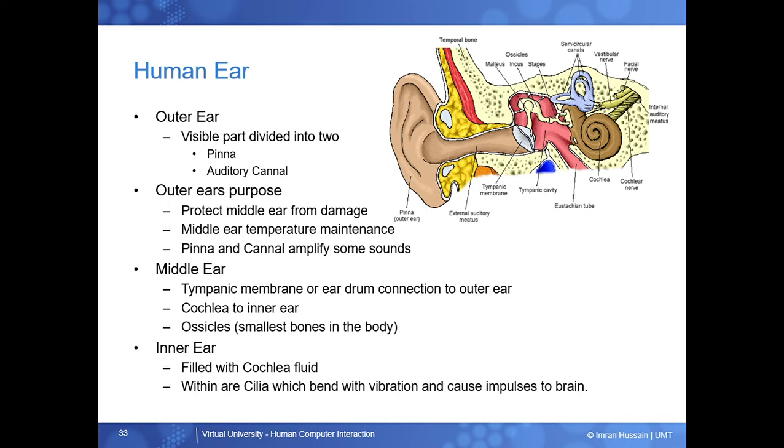Okay, so for the middle ear, we have the part here. So you have the tympanic membrane or eardrum. Where is the eardrum? This one. This is connected to the outer ear. So the cochlea, parting ka girl, to the inner ear, and then the ossicles, this one's here. This is the smallest bone in the body. So the inner ear is full with the fluid, and then there are the cilia, which bend with vibration and causes impulses to the brain. So yung cilia, sila na magsasend ng information sa brain. So, yeah.